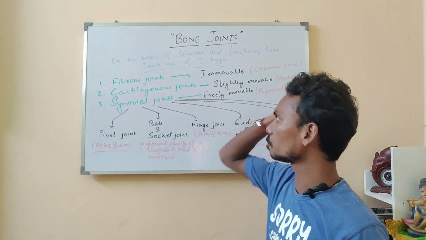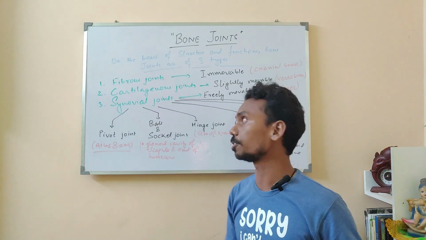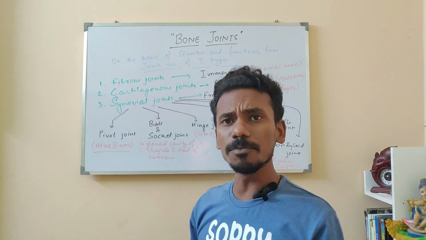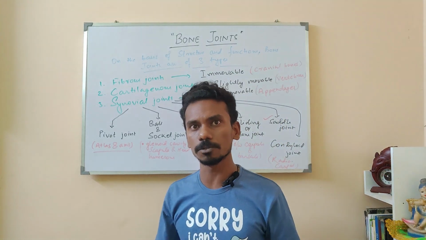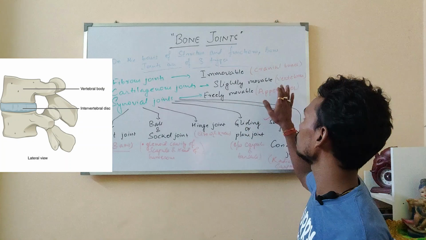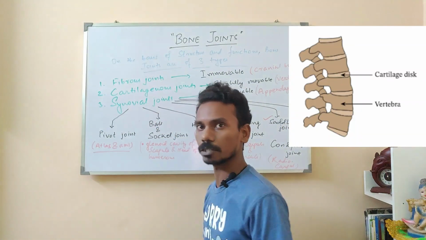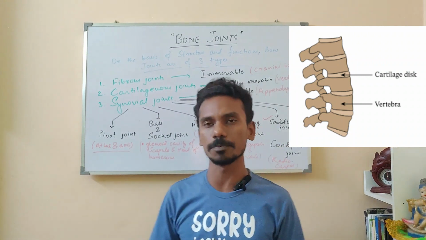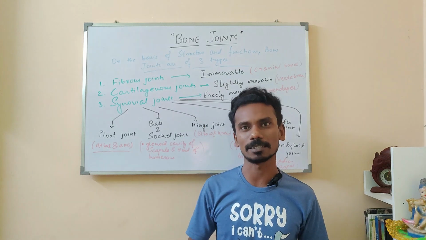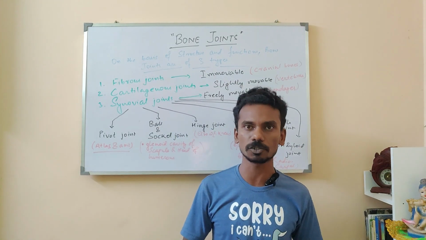Apart from the fibrous joints, which are immovable, there is another kind of joint, the cartilaginous joint. These cartilaginous joints are not freely movable; they are slightly movable joints, and they are present between the vertebrae. That means the vertebral bones of your vertebral column, not exactly the spinal cord. The vertebral column has vertebrae, and between these vertebrae you can find the cartilaginous joints.